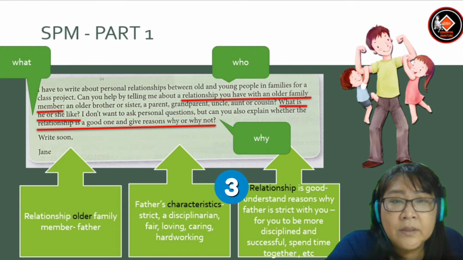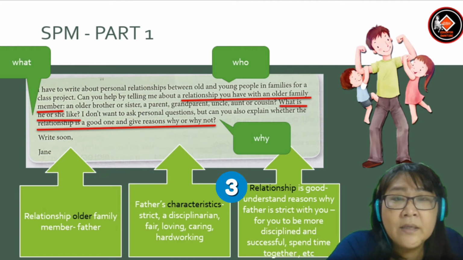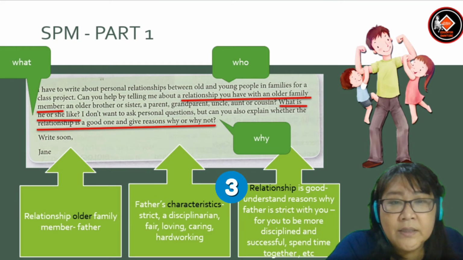And then why? It is about whether the relationship is a good one, and you have to give reasons why or why not. You can say the relationship is good because you can understand why your father is strict with you. It is for you to be more disciplined and successful. And then you also spend time together. Then you can write examples of what you do with your father.